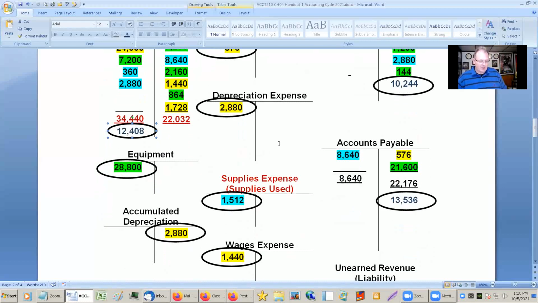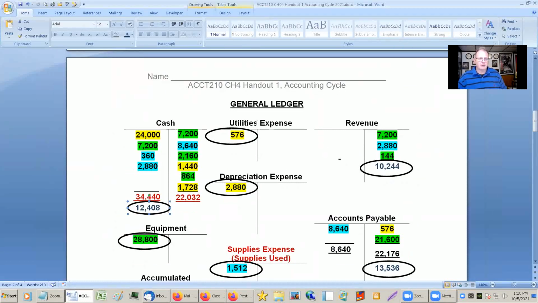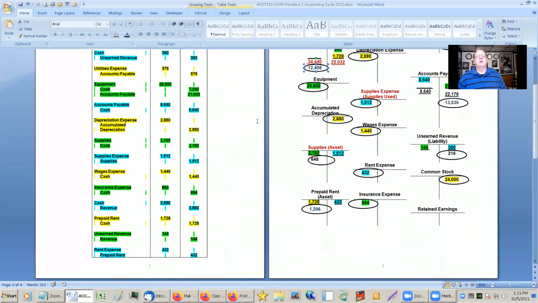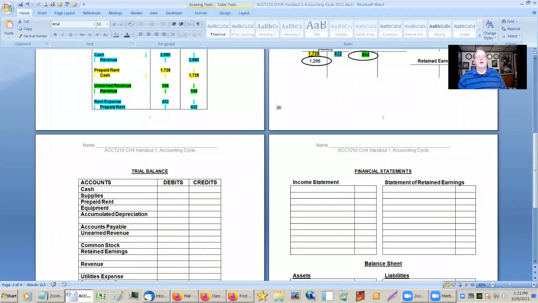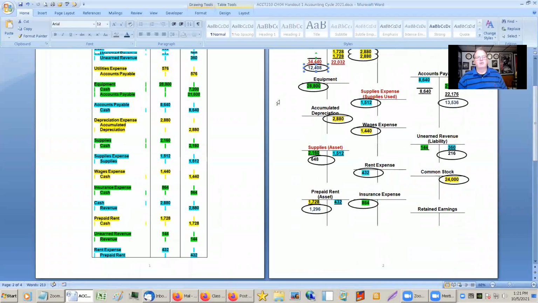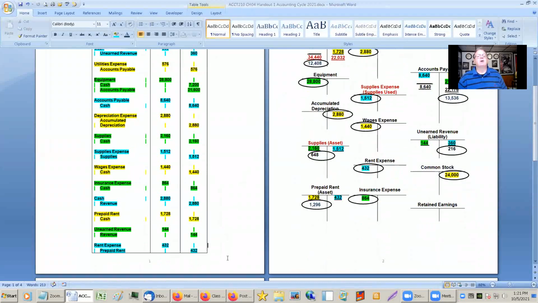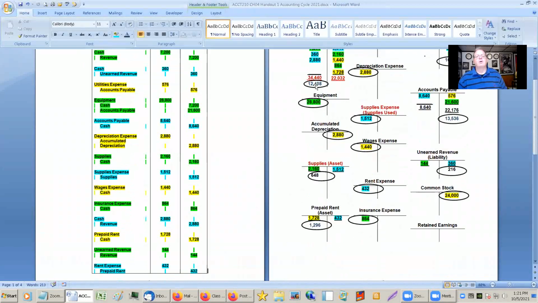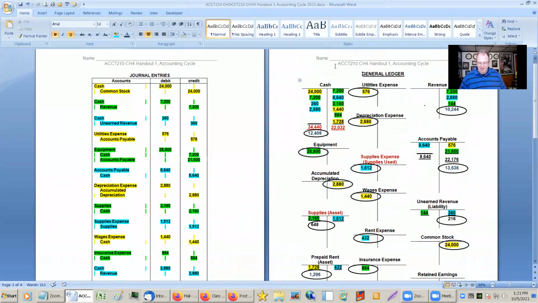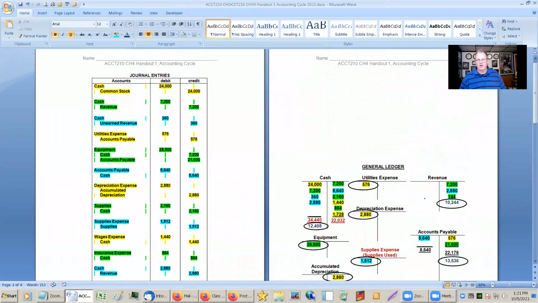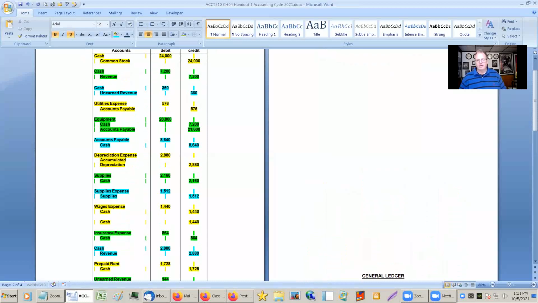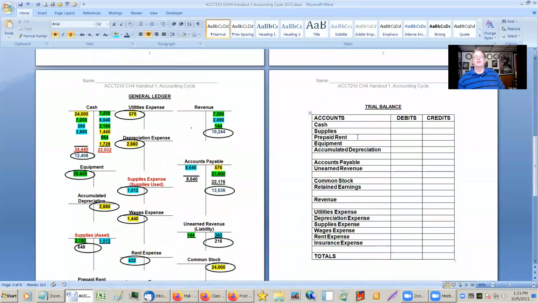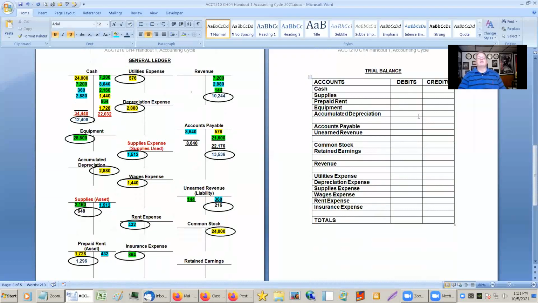So let me see if I can. Okay. Oops. Okay, I'm going to have to do something. I'm trying to get this on to, oh no. Oh, okay, there it goes. I lost my circles. Okay. Oh, that's not so bad.